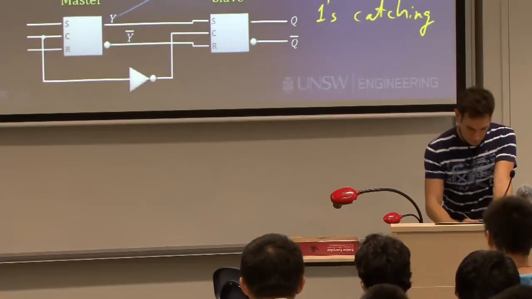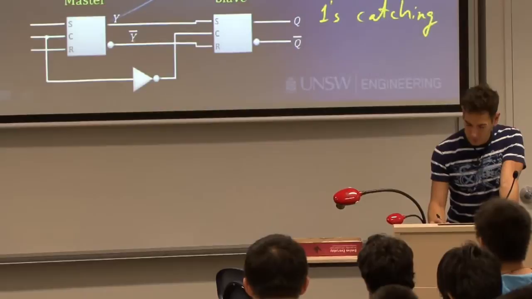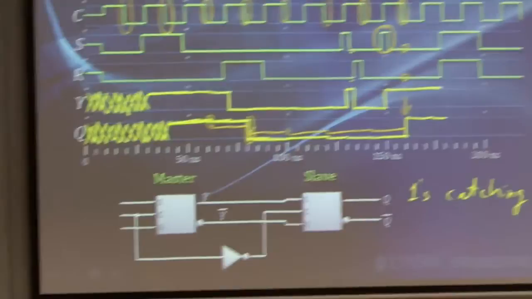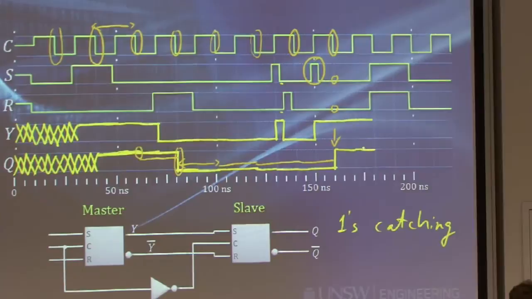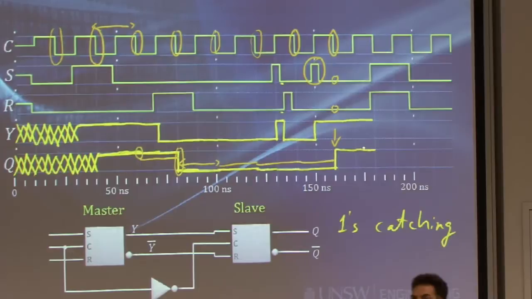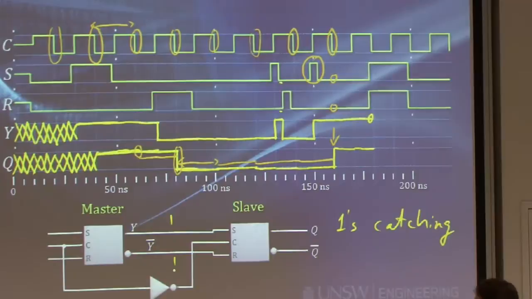So if you look at the Y signal, the master is enabled. We are good up to here. And then both S and R go high. When both S and R go high, both Y and not Y will be high at the same time. So in this little spot here, we do have an undefined state where both Y and not Y are 1 at the same time. We don't see any effect in Q just yet because this is disabled, so this doesn't affect anything here.